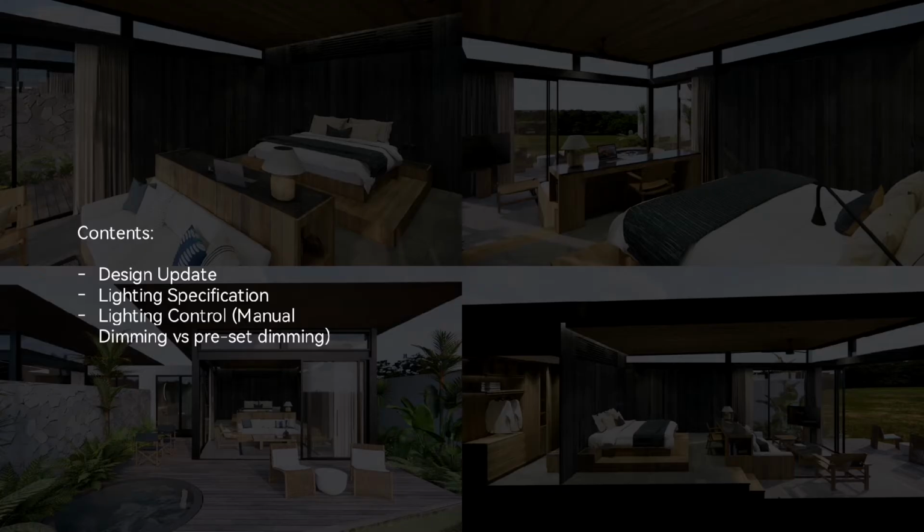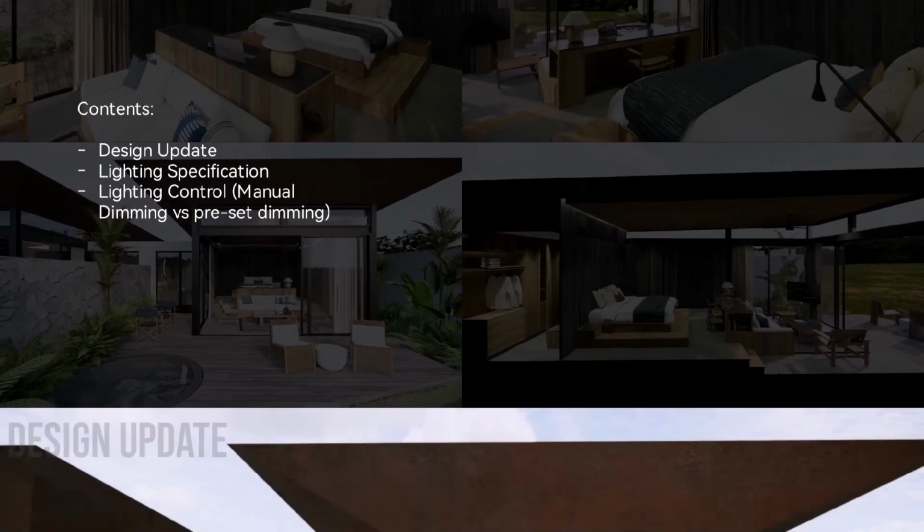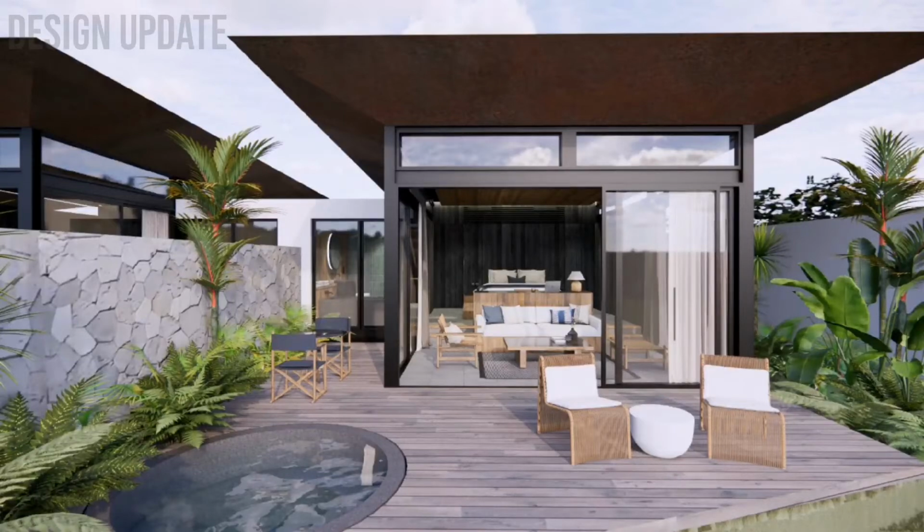Okay, so what I want to explain is about the design updates, the lighting specification update, and the examples that I want to show you, and then the lighting control, manual dimming versus the preset dimming system. Okay, so we start from the design update.